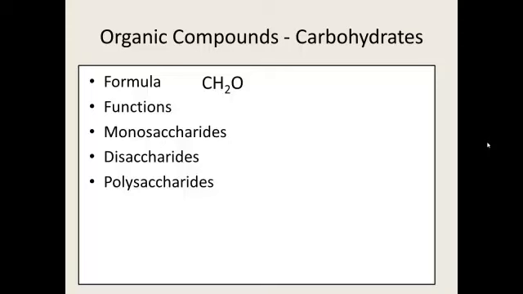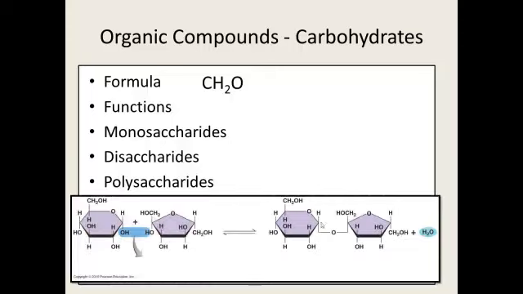Now carbohydrates can hook together to form huge macromolecules, or huge big molecules. So let's look at a monosaccharide. Here we've got a glucose and a fructose. They're both 6 carbon molecules: 1, 2, 3, 4, 5, 6. And you'll notice there are 6 oxygens: 1, 2, 3, 4, 5, 6.